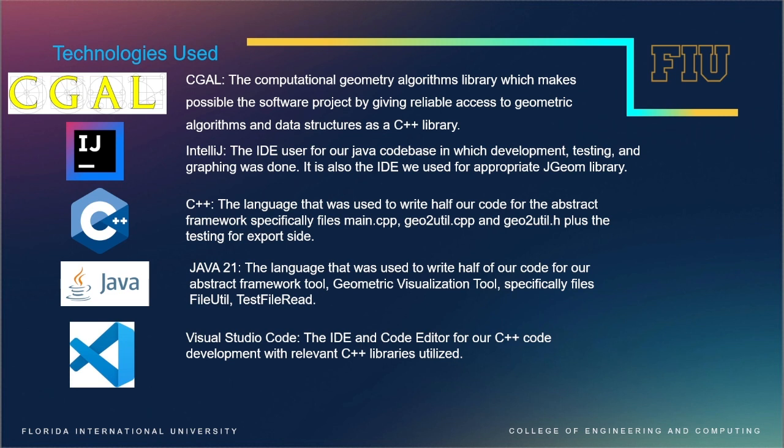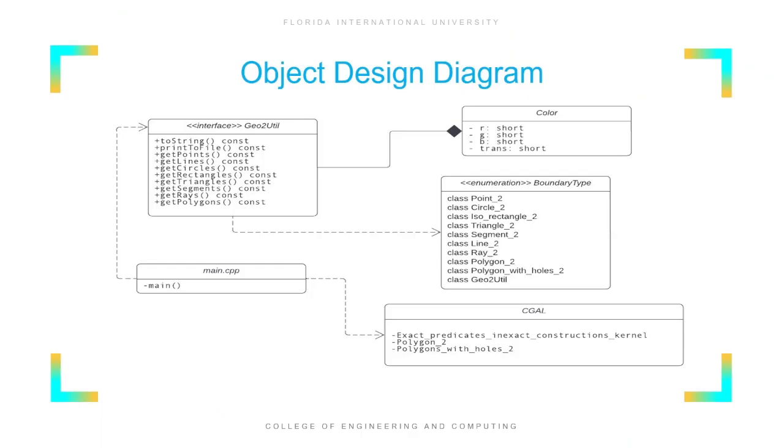And Java was again half of our language used to write the abstract framework tool, with files of file util, test file read, and tester classes that we made as well. So right here you see the object design diagram, which is our UML for the C++ side. And you see the dependencies here that main.cpp has to the Geo2 util interface, to the Seagull library, and that the interface has dependencies in enumerations and special relationships with color.